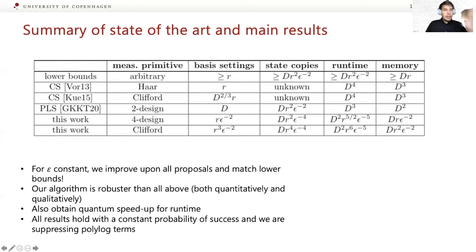And I must say that all of these results I'm showing you here are suppressing polylog dependencies and all hold with a constant probability of success. So these are all things I'm suppressing. Okay, so we see that our algorithm has many desirable features and has a pretty good performance in almost all of the parameters of this problem. But let us now discuss how we actually achieve that.